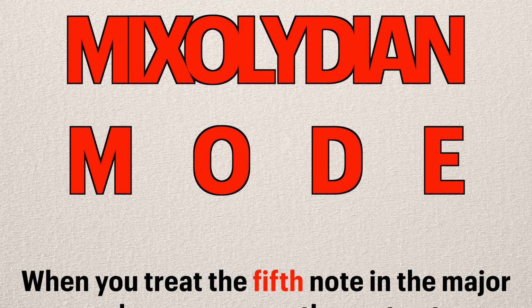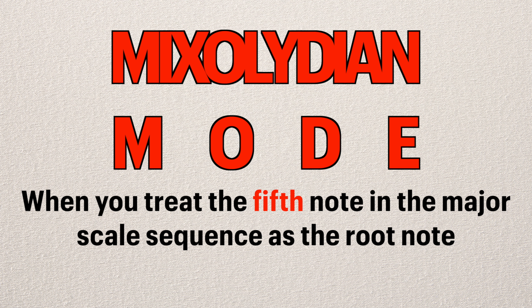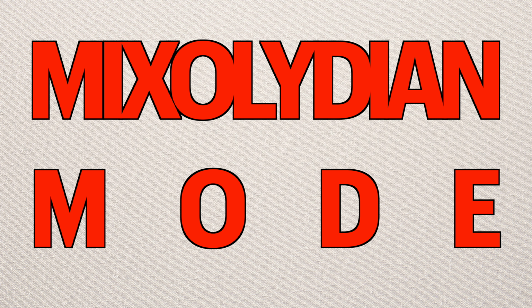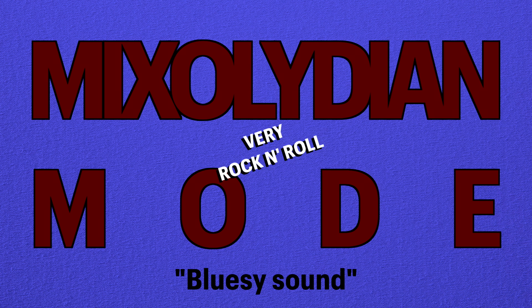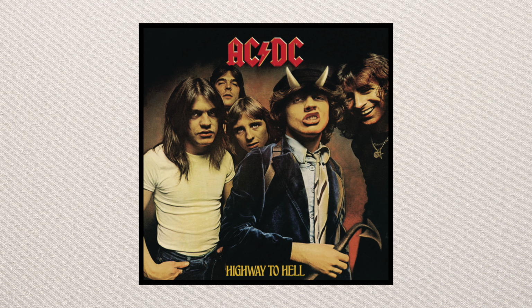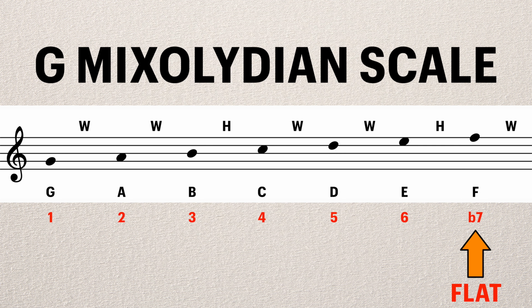Mixolydian derives from the 5th note in the major scale. For this mode, we would be starting on a G, and the sequence of notes would be G, A, B, C, D, E, F. This mode sounds kind of bluesy and very rock and roll. It's actually used a lot in classic rock and hard rock songs that you might be familiar with. It has only a flat 7 compared to its parallel major, and it sounds like this.